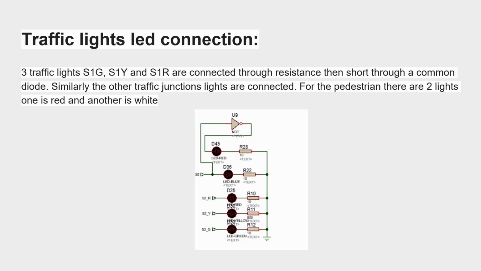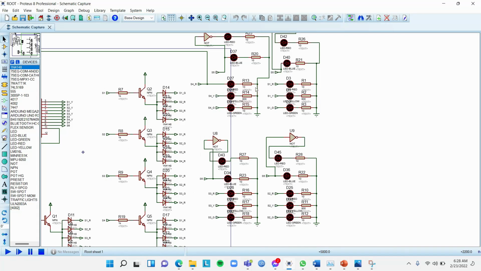Traffic lights LED connection. Three traffic lights S1G, S1Y, S1R are connected through resistances, then through a common diode. Similarly, the other traffic junction lights are connected. For the pedestrian, there are two lights: one is red and another is white.